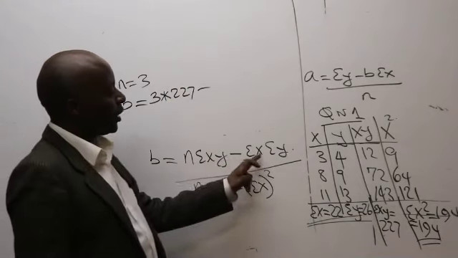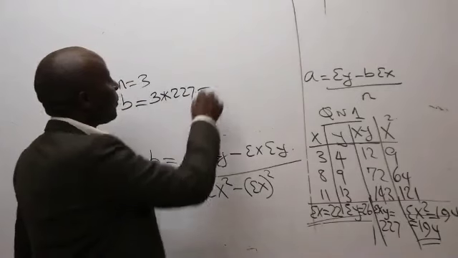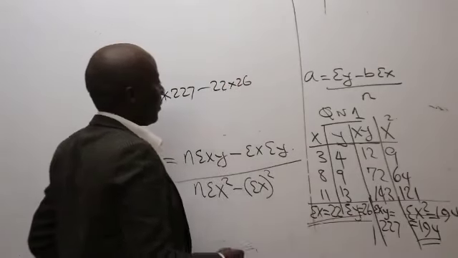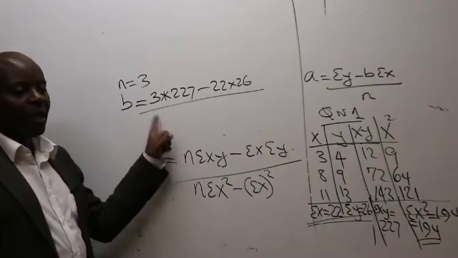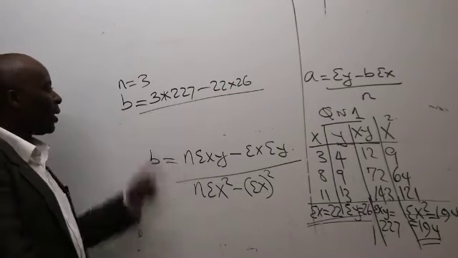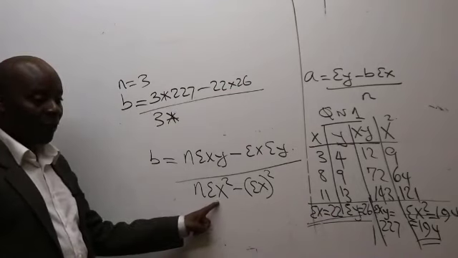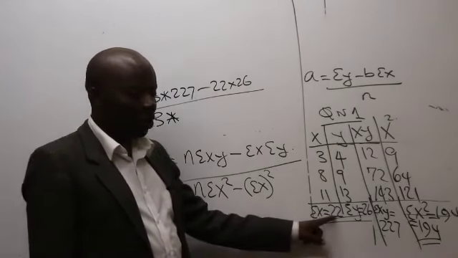Minus, this is quite an easy one, summation of x times summation of y. Sum of x is 22 times sum of y, which is 26. All over, slowly here, n times sigma x squared, which is 3 times sigma x squared. Here, I've always seen students who get it wrong. Why? Because they'll come and take this 22 squared.